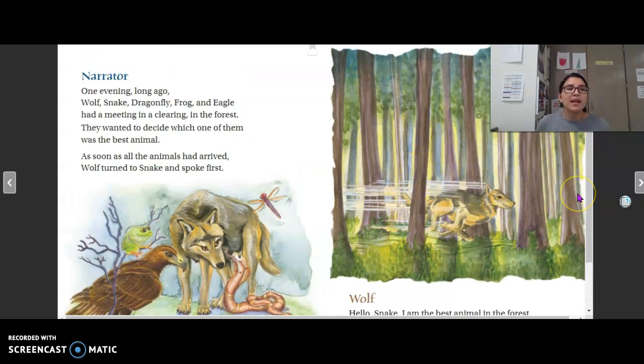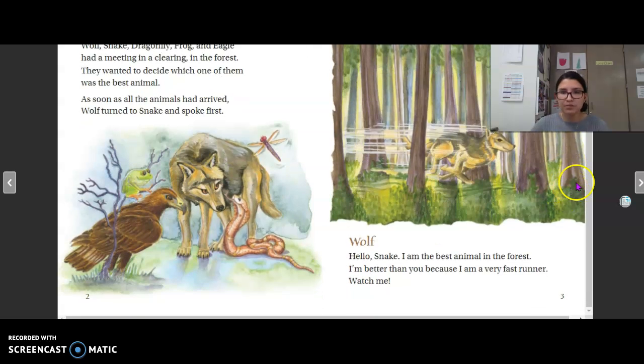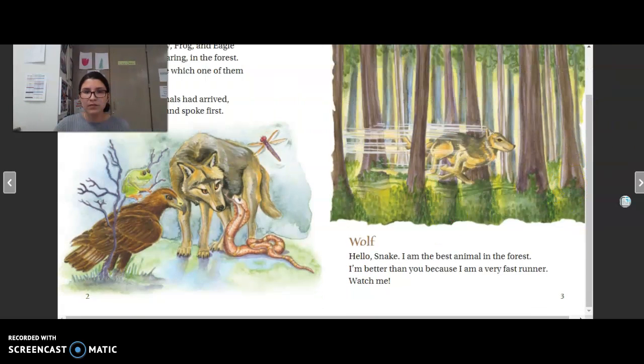Narrator: One evening, long ago, Wolf, Snake, Dragonfly, Frog, and Eagle had a meeting in a clearing in the forest. They wanted to decide which one of them was the best animal. As soon as all the animals had arrived, Wolf turned to Snake and spoke first. Wolf: Hello, Snake. I am the best animal in the forest. I am better than you because I am a very fast runner. Watch me. And there goes Wolf.